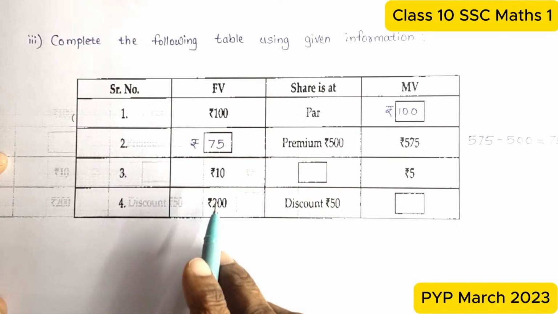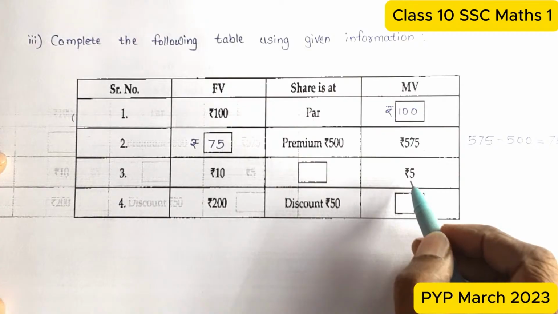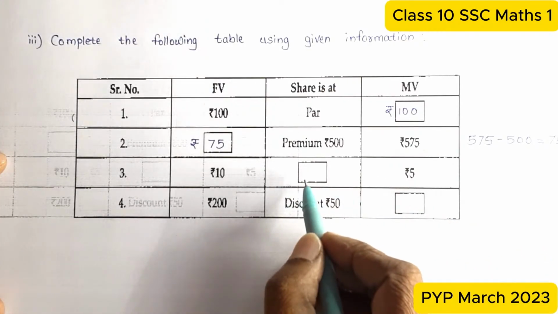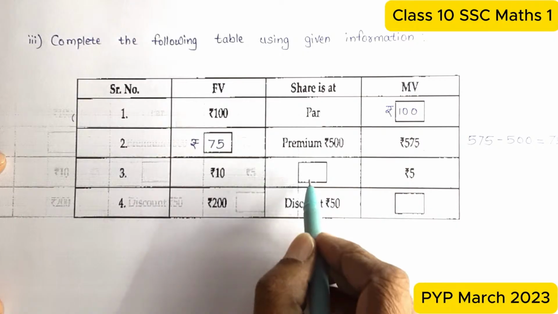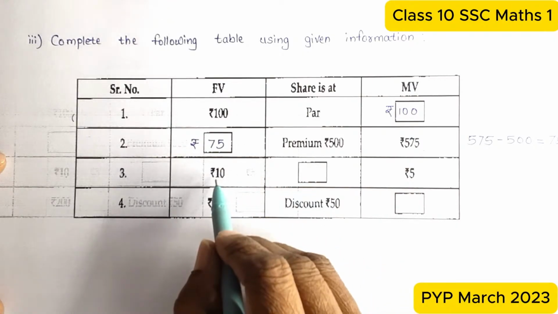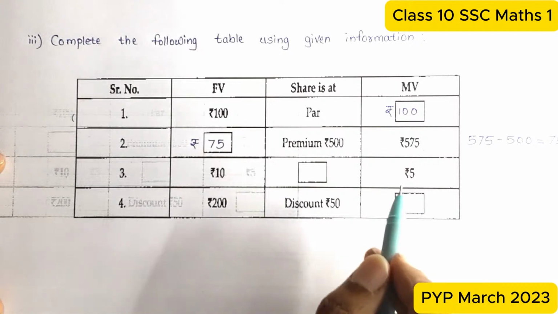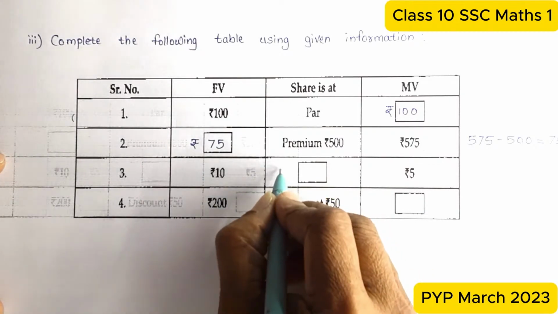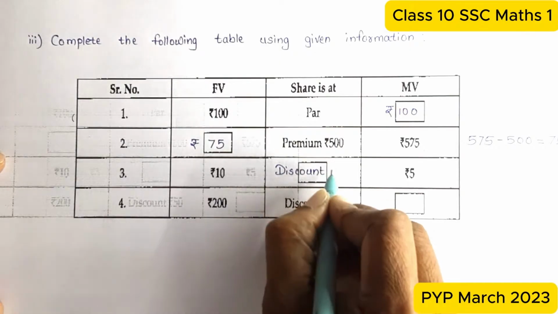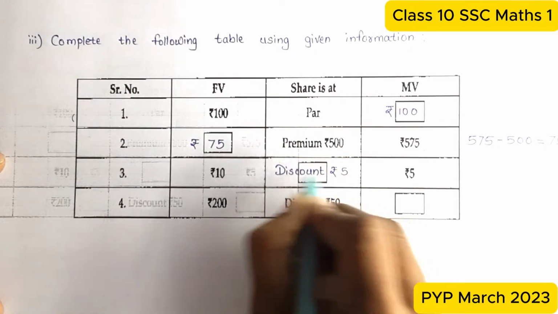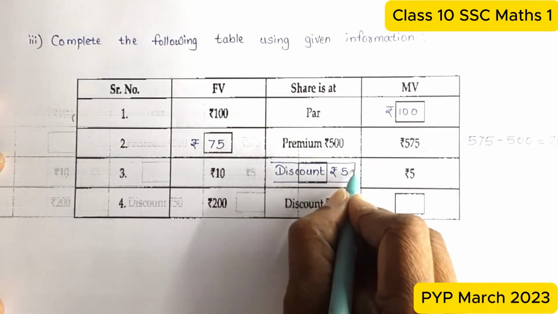Now here student, face value is 10, then market value is rupees 5, and we have to find out the share is at. So here students, the face value is 10, market value 5. So their difference is 5. So that means here students, we can write discount rupees 5. Okay students, discount rupees 5.